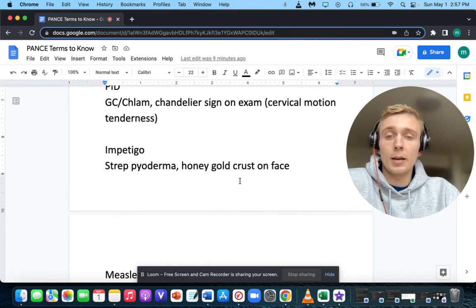Strep pyoderma and a honey gold crust on the face. A honey gold crust on the face, the cause being strep pyoderma, you want to think of impetigo. So impetigo, that honey gold crust on the face. It could also be described as a varnish-like appearance.